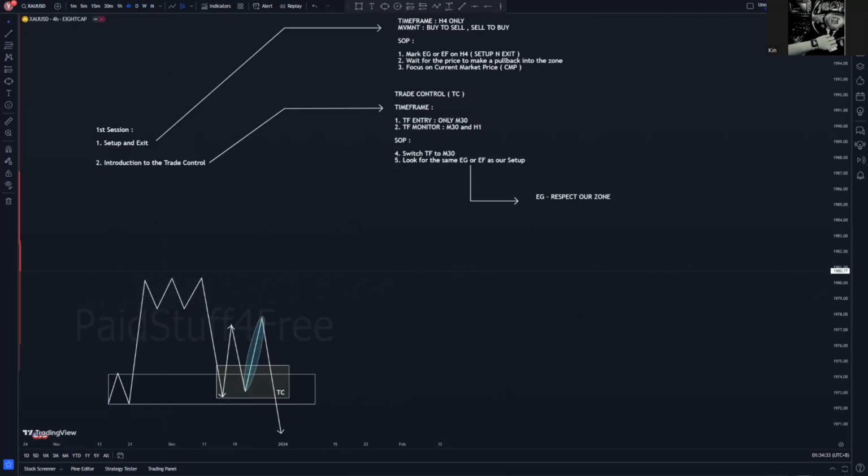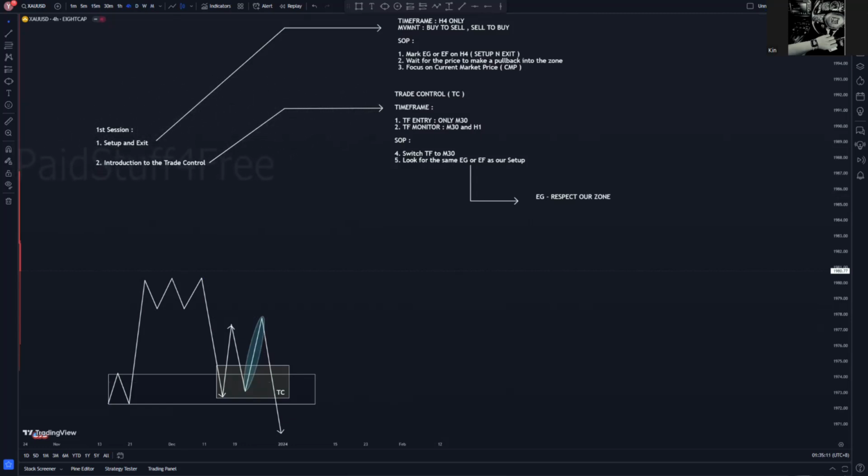We're not going to talk about the first entry in this session. If you guys have any questions about the roadblock, the first entry, the re-entry, something like that, we're not going to talk about that in this session. This session is just the basic class, to introduce you to the H4 and M30 and how they're going to work together. What is the relation between the H4 and M30?